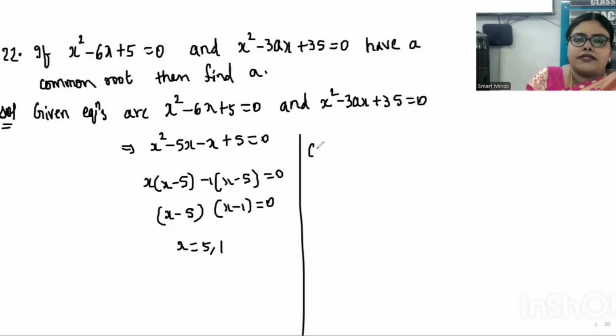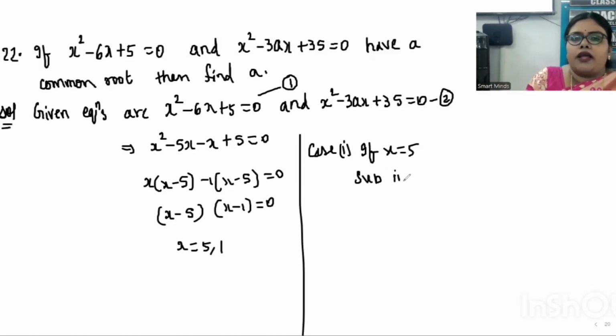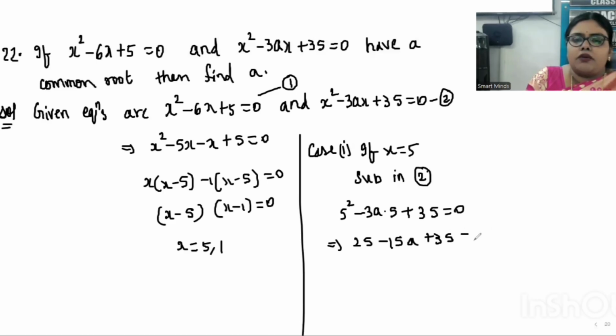So we get two cases. Case 1 is if x is equal to 5. Now let us take this equation as 1 and this equation as 2. Now substituting x is equal to 5 in equation number 2. So 5 square minus 3a into 5 plus 35. I substituted x as 5 here. So 25 minus 15a plus 35 is equal to 0. So 15a is equal to 60. So a is equal to 4. We got one value of a.